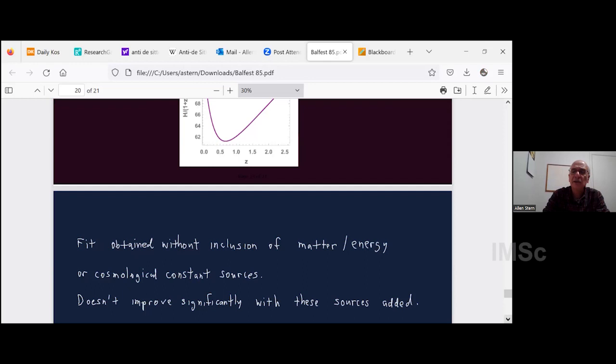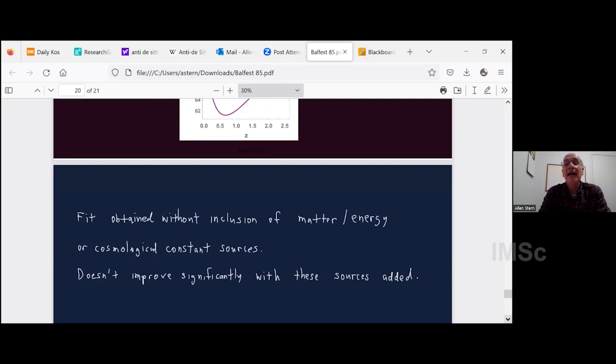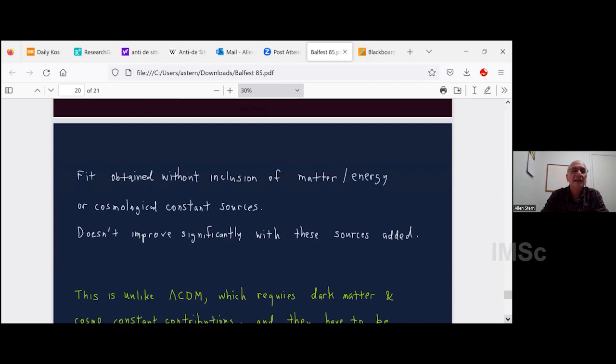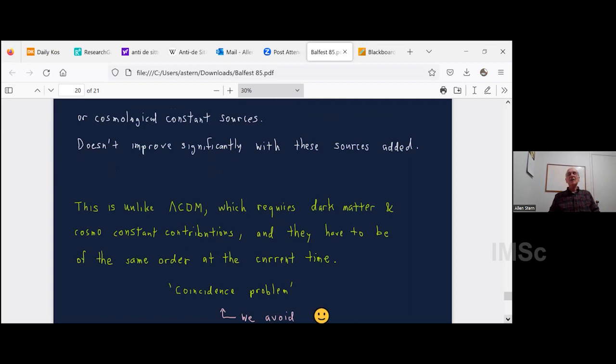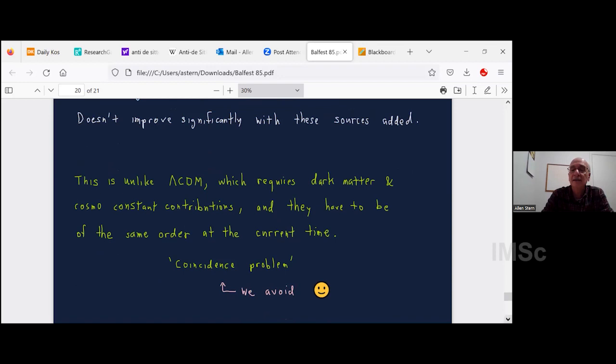It turns out that the fit doesn't improve significantly when you add these additional sources. This is unlike the standard model of cosmology, where you require both a dark matter component and a cosmological constant component. And moreover, they have to be of the same order at the current time. And that's called the coincidence problem in cosmology. And here we avoid it entirely. There's no coincidence problem, because there are no necessary contributions from dark matter or the cosmological constant in this model.